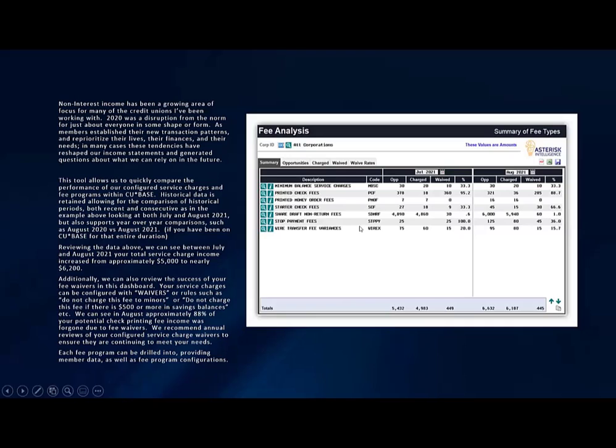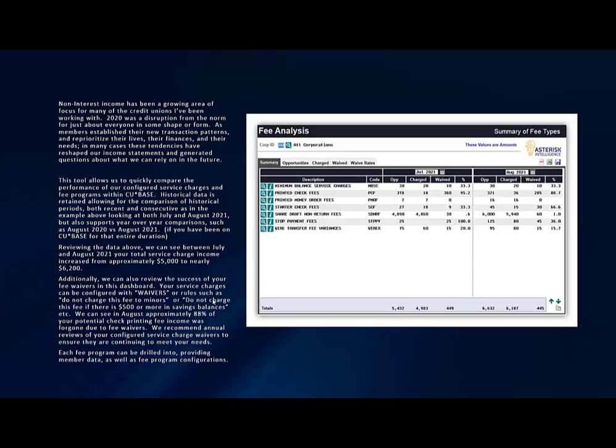Why did those get waived? Well, if we drill down on this share draft non-return piece, you would be able to see a breakdown, a summary look, of how many were charged, how many were waived, and then all the reasons they get waived.